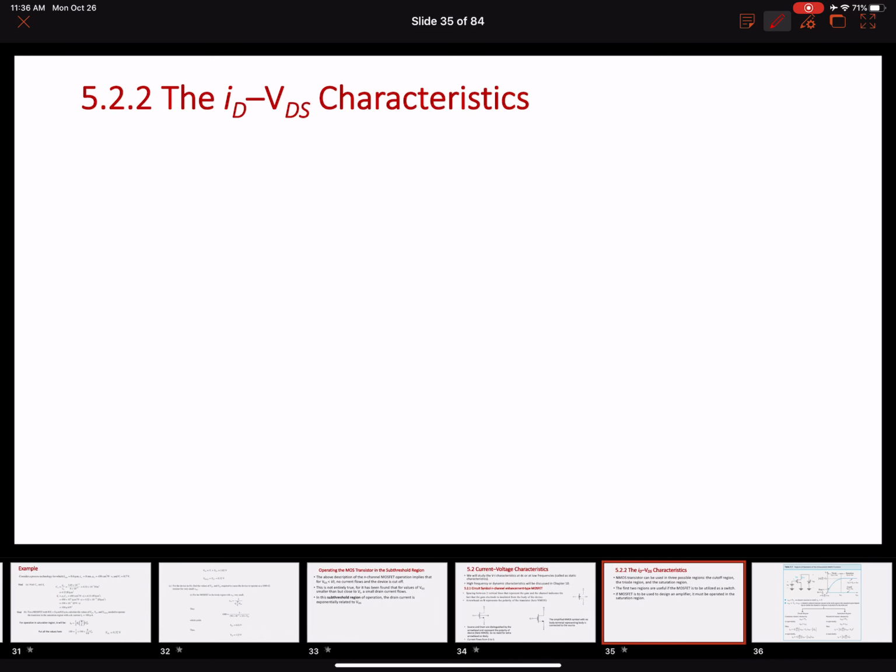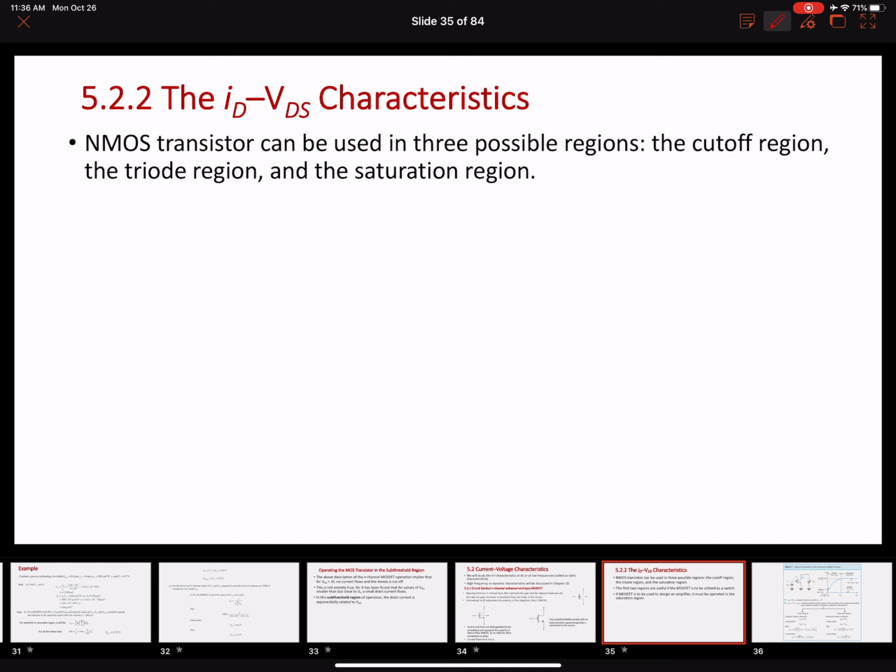Okay, so let's talk more about its operation. So an NMOS transistor can be operated in three possible regions. One is the cutoff region, right? VGS is less than VT, ignoring the subthreshold region. The triode region, right, when VDS is less than the overdrive voltage, and the saturation region when the VDS is greater than or equal to the overdrive voltage. So the transistor can be operated in three separate regions.